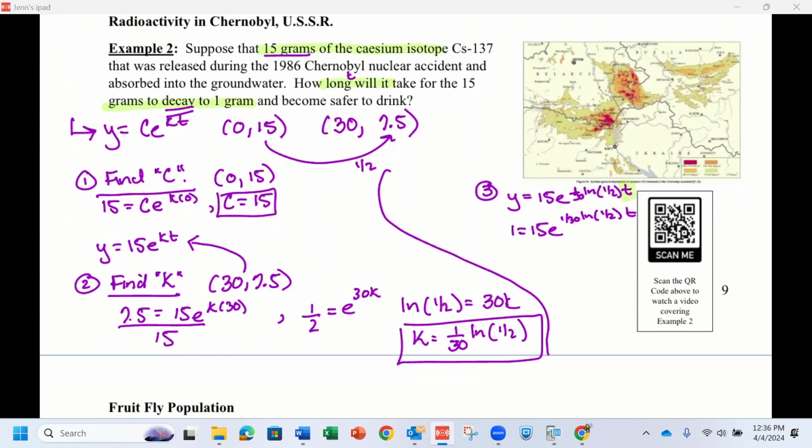What's going to be my first step? Again, before you take logs of both sides, you have to divide both sides by what? 15. So 1 over 15 is equal to E raised to the 1/30 natural log of 1/2 times t. Now we're ready to take the natural log of both sides. So I'll have the natural log of 1/15 equal to, again, the natural log of e is just going to cancel out. So I'm left with 1/30 times the natural log of 1/2 times t.